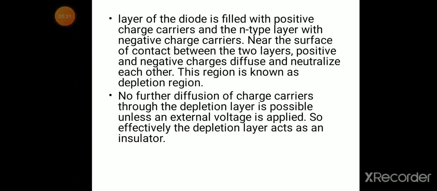No further diffusion of charge carriers through the depletion layer is possible unless an external voltage is applied. So effectively, the depletion layer acts as an insulator.